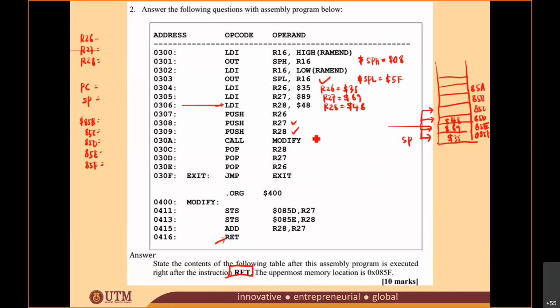Okay, next, call modify. Before you go to the modify subroutine, you need to put the next instruction address to your stack. So the address is 030C. This address you can divide into low byte and high byte, and you're going to save it to your stack. So what value are you going to put first? Is it 03 or 0C? Which one do we put first?